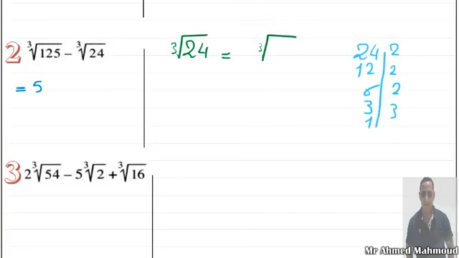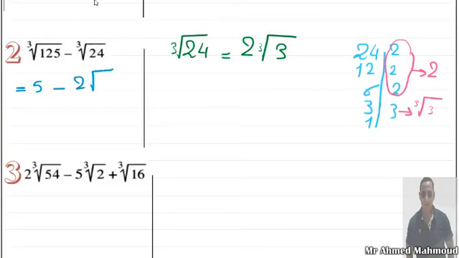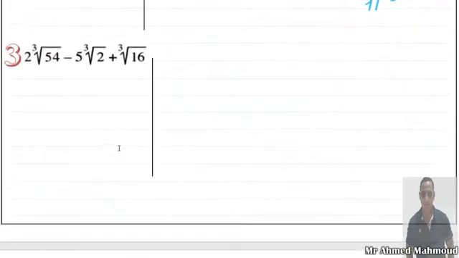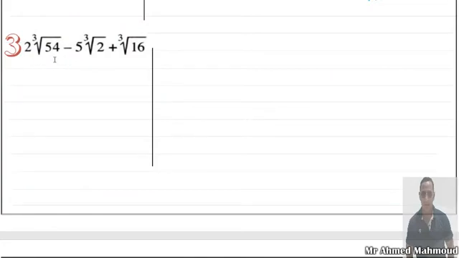Okay, and then I will select 3 factors to be 2 outside, and cubic root 3 is still inside the cubic root. Okay, we have here 2 and here we have 3. Then it will be 5 minus 2 cubic root 3. But now we have 2 different terms. Then this is the simplest form. I can't simplify more than this. The next example. Here we have cubic root 54.